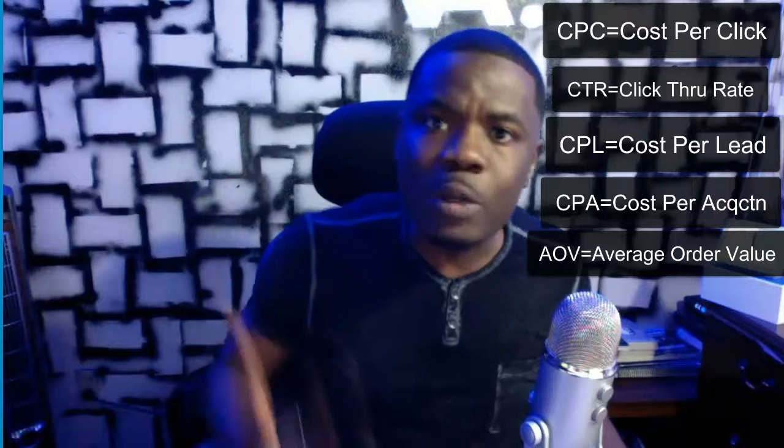Well, actually, let me mention those metrics right now, and when we turn to my screen, I'm going to show you how I calculate them. I look at my CPC, which is the cost per click. I look at my CTR, which is my click-through rate. I look at my CPL, which is my cost per lead, just in case I'm running a lead ad.